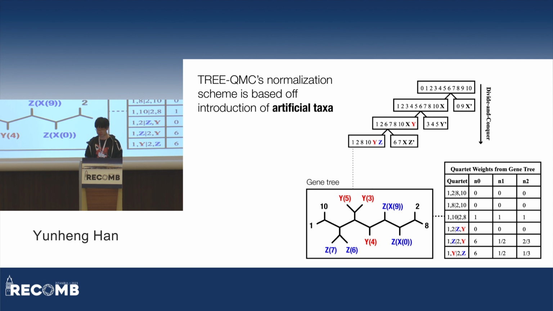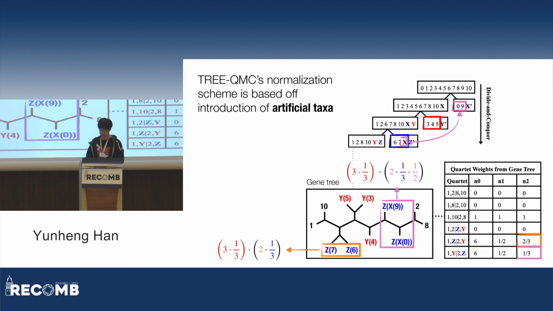We also introduced another non-uniform normalization scheme according to the divide and conquer process. We found that Z represents 4 taxa, 0, 9, 6, and 7, but 0 and 9 are first relabeled by the other artificial taxa X, so they are more distant from the current subproblem, so we assign a lower weight to 0 and 9, but X should have the same weight as 6 and 7. So the total weight for the topology formed by the quartet from the 2 Z's on the right side has lower weight because it's actually relabeled twice.